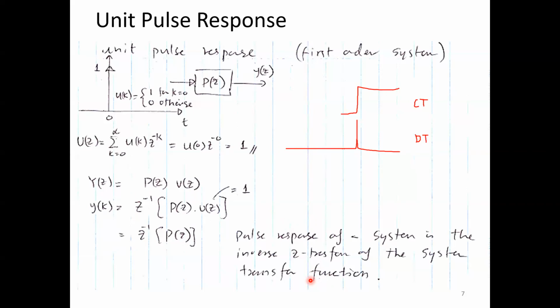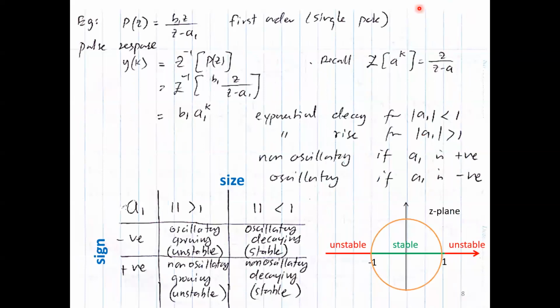Unit impulse response. So here we see the same thing, but instead of inverse Laplace, we have inverse Z transform. When you evaluate this one, you will see a series of impulses, depending on the given transfer function.